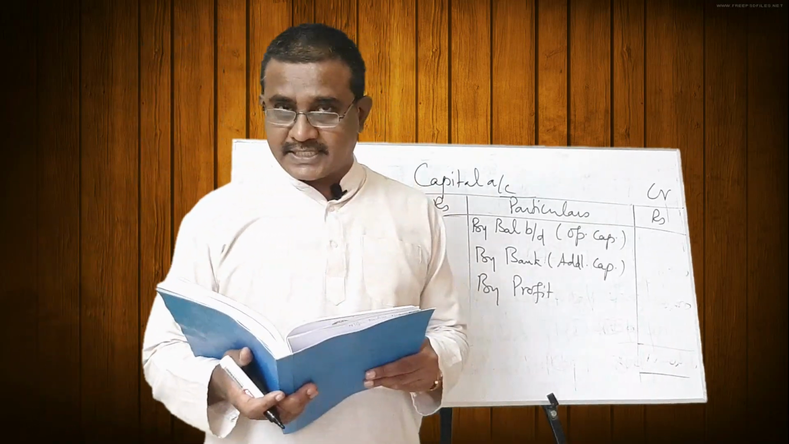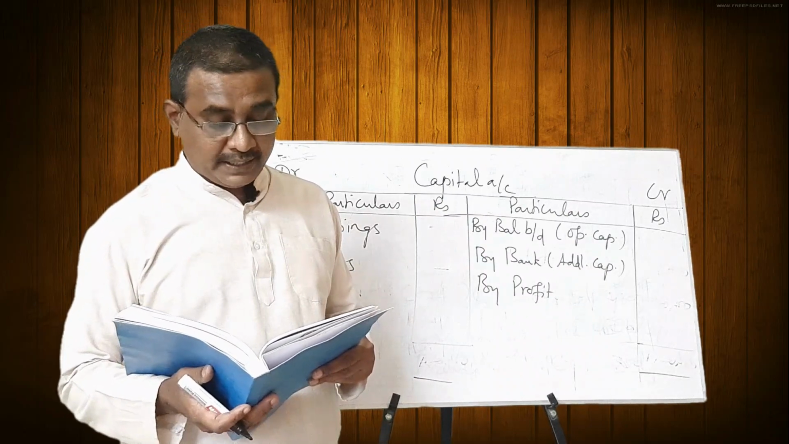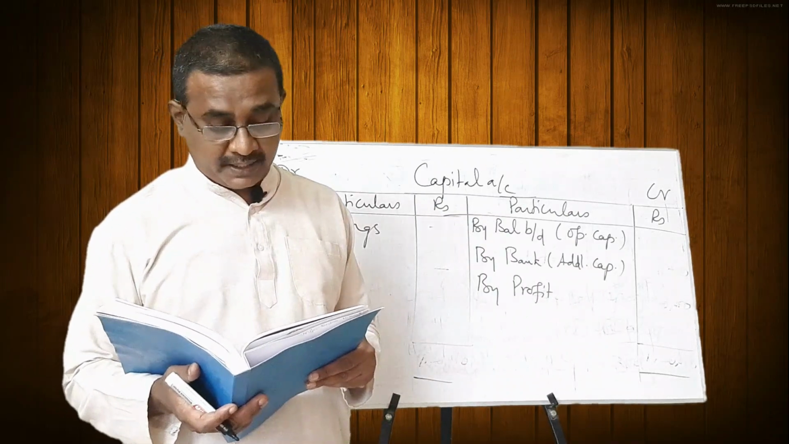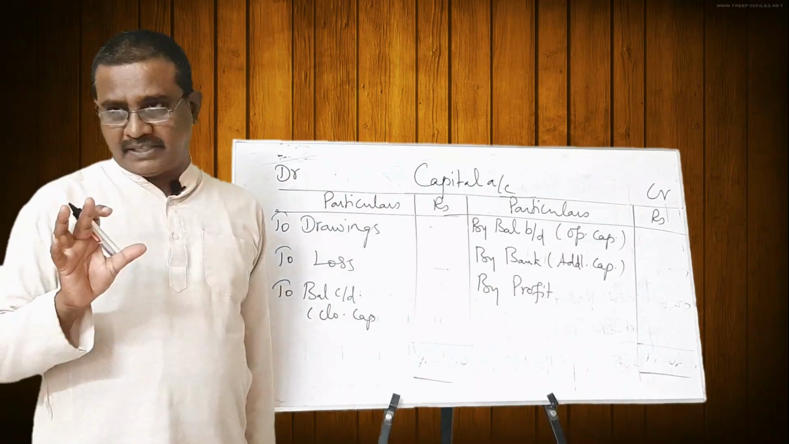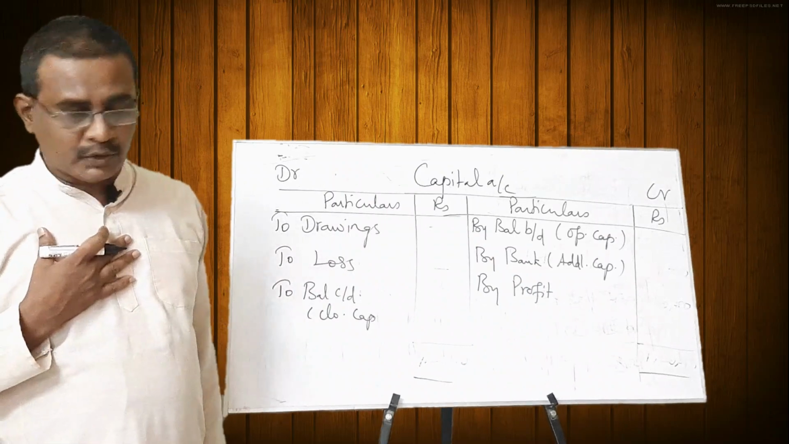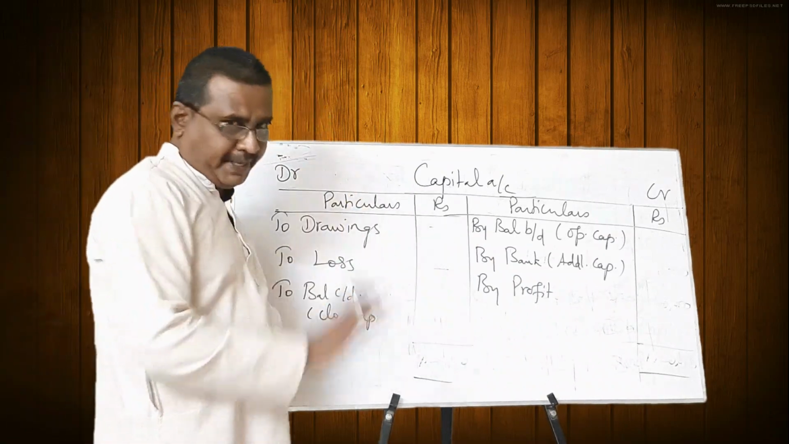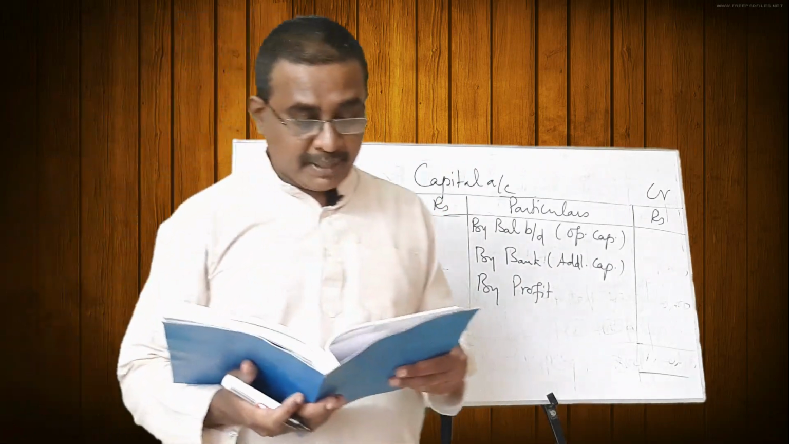Shall we go to the third sum? Let me read out the sum. From the following details, calculate the missing figure. Now they have asked you to find out something. What is missing? You are asked to find out what is missing. I have already told you, write the format immediately. See, I have written the format. And let us go one by one.